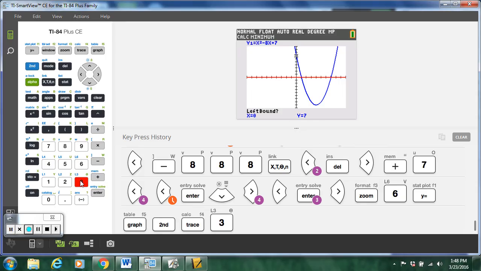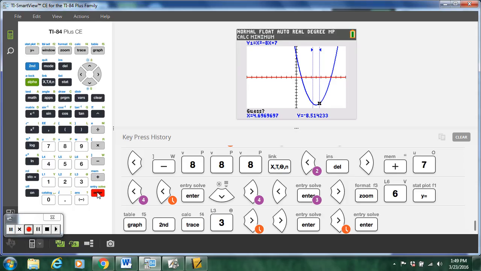Remember, the calculator says, okay, put me to the left of that vertex. So we're going to move our cursor down to the bottom left. We're going to hit enter. It says, okay, now put me to the right of it. So we move our cursor to the right of it and hit enter. You want to get it as close to that vertex as you can without going over it. And then the calculator says, okay, you ready to guess? And you hit enter again.